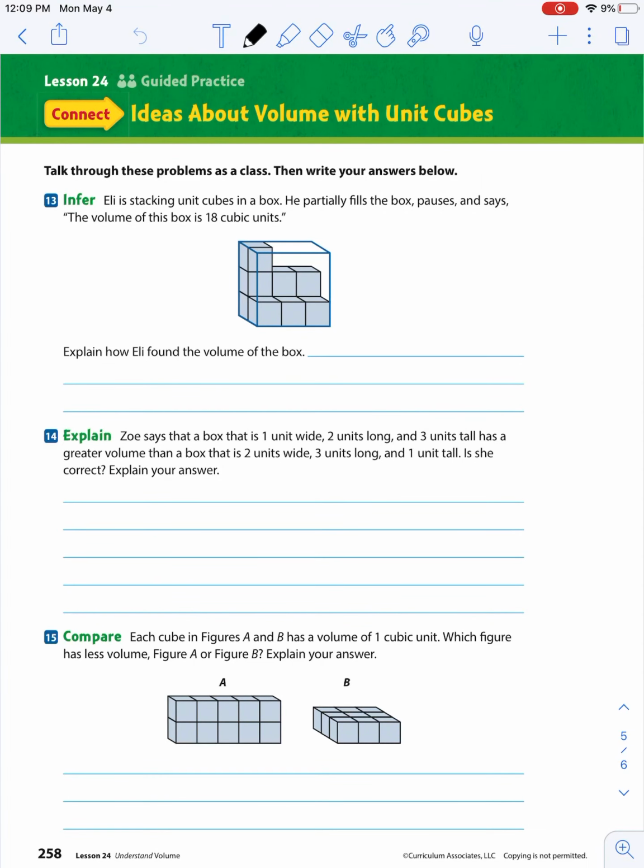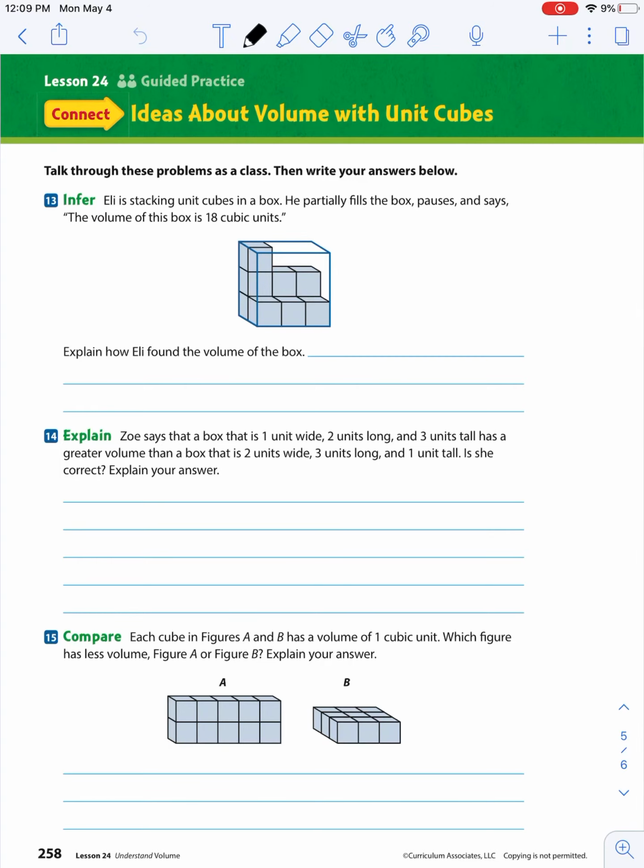Hello, everybody. We are going to continue on with volume. So I would like for you to jump to page 258 in your instruction book. We're going to do the guided practice, ideas about volume with unit cubes. So let's take a look.